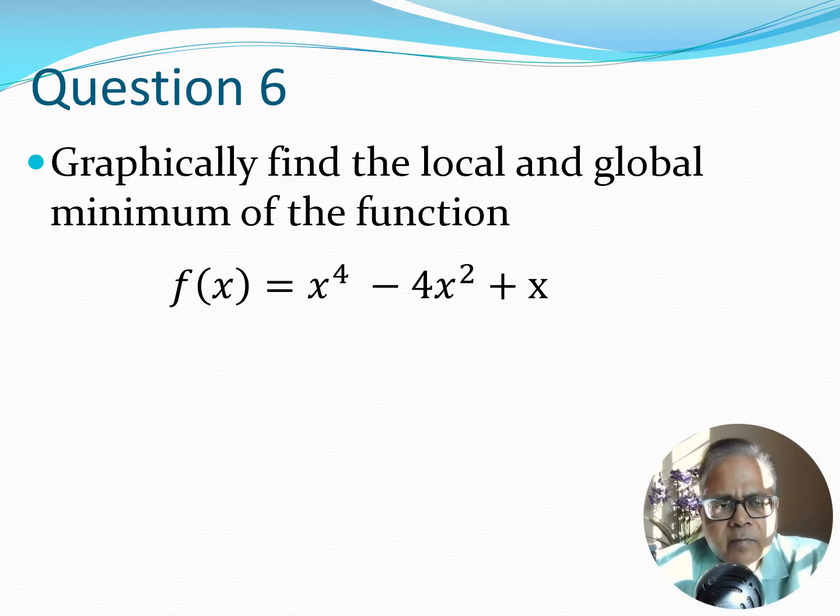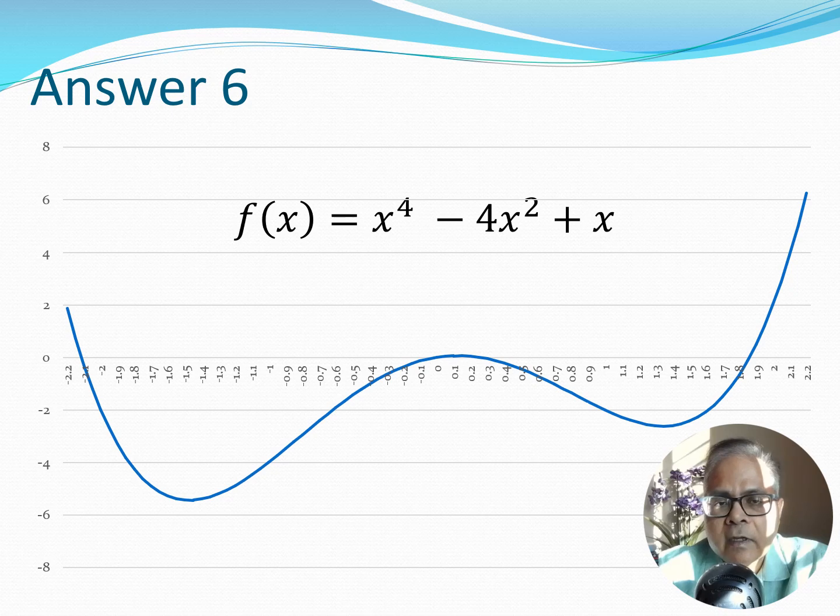Now finally, the last question is to graphically find the local and global minimum of this function. Again, we are not going to use any calculus here. We simply have the function, so we can plot it. The function is x^4 minus 4x^2 plus x. Let's plot the function here, and I get something like this. I have again done this in Microsoft Excel, and you can clearly see that here there is a global minimum point, and here there is a local minimum point of this problem.